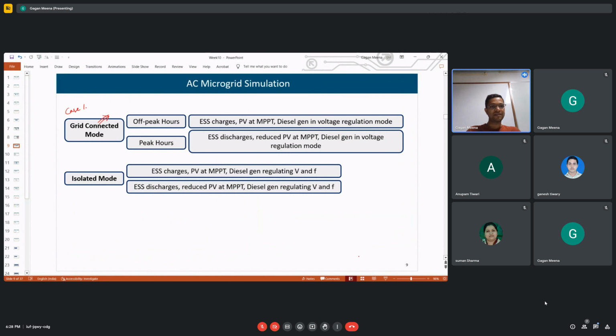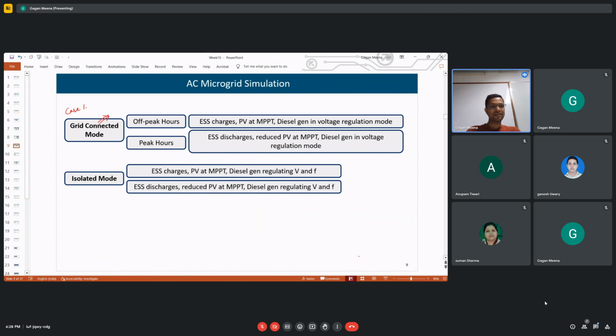That is correct. That is a good observation. And any other reason? If real time market prices are high, then it's better to utilize our local generation. Rest we have seen before also.